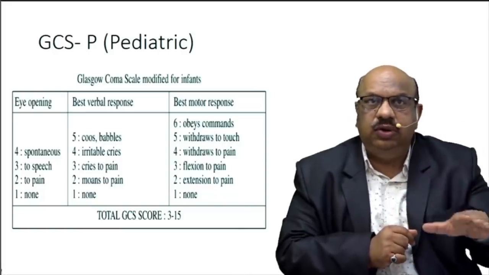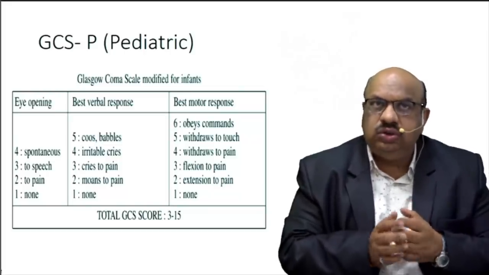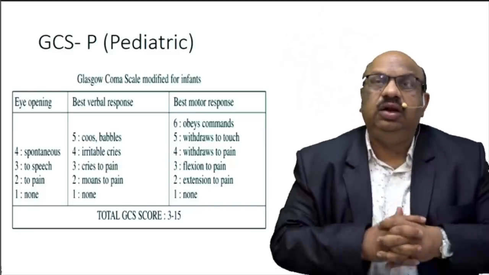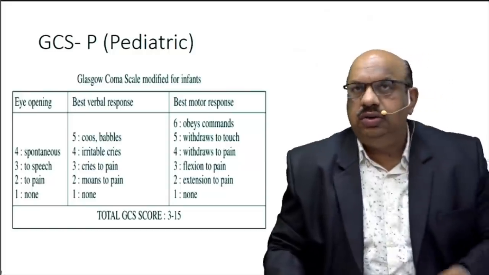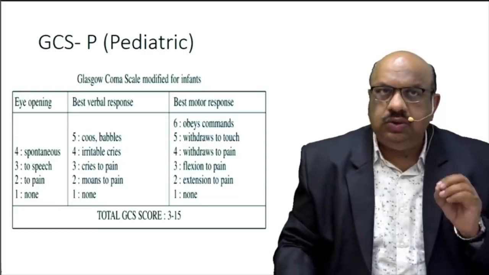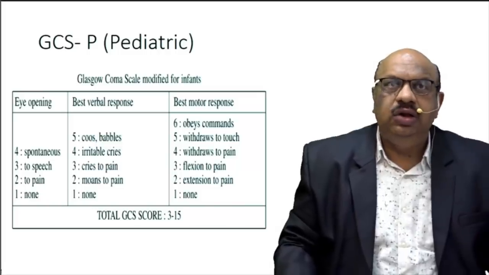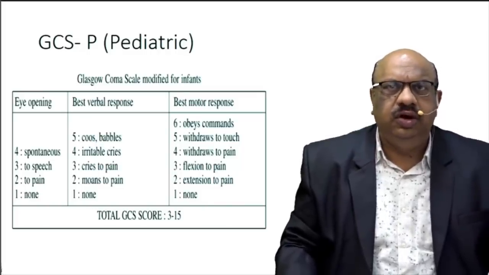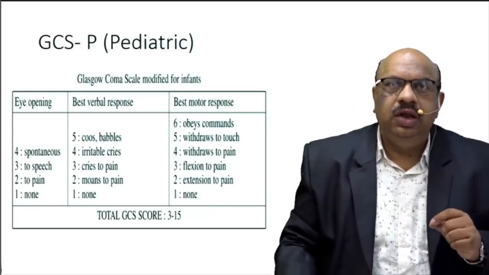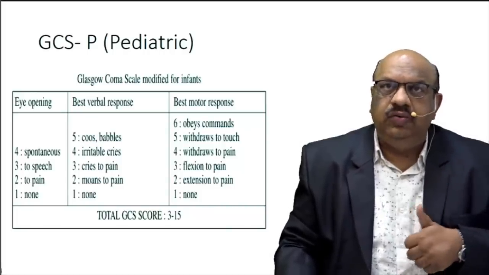In adults, in 4 you have flexion withdrawal, in 5 you have localizes pain, and here 4 is withdraws to pain and 5 is withdraws to touch. So pediatric, very little difference, minor difference. Verbal response: moans, 1 is the same, moans to pain, cries to pain, inconsolable cry, consolable cry, irritable cry, intermittent cry, that's 4, and normal babbling and normal verbal responses 5. Motor activity: no activity 1, extension 2, flexion 3, same, withdraws to pain 4, withdraws to touch 5.